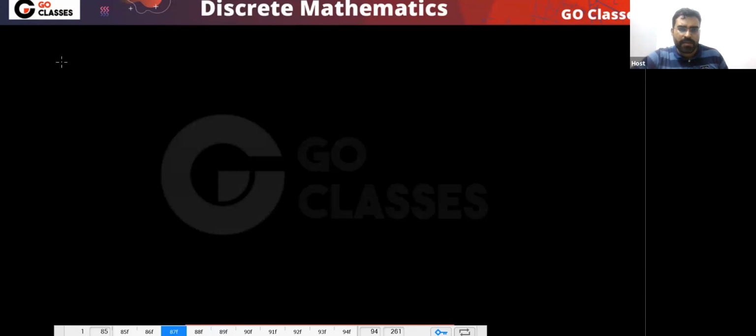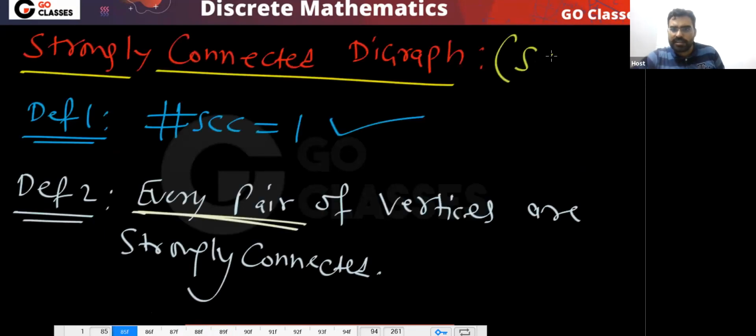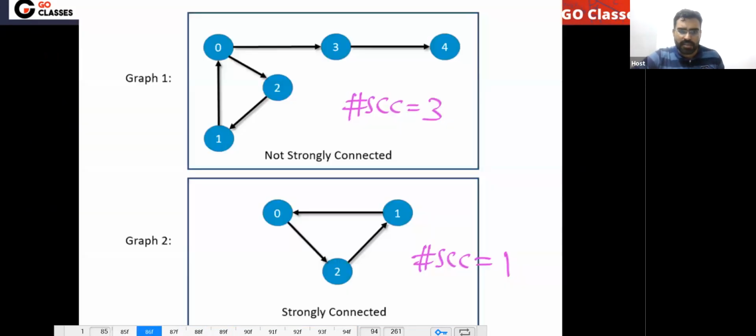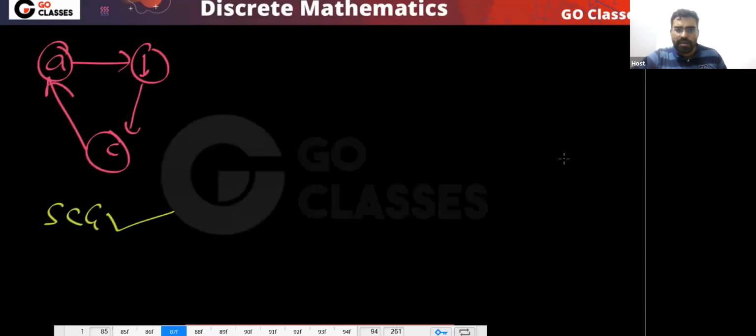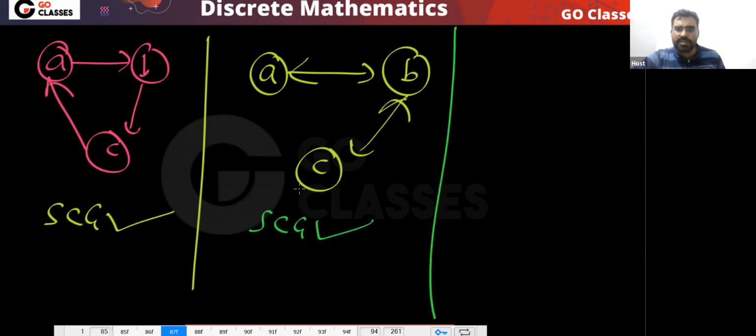Let's see this one. A, B, C. Can I say this is a strongly connected graph? Yes, this is a strongly connected graph. Now you notice one more thing. This is also a strongly connected graph. Agree? You can check it out. Okay. Next.